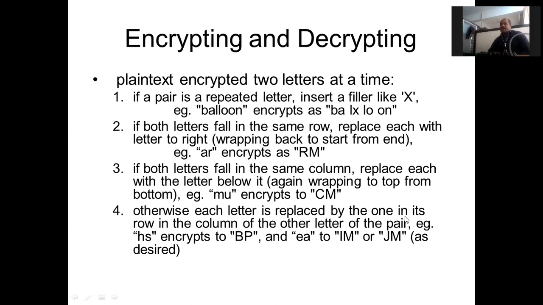The third rule is, if both letters fall in the same column, then replace each with the letter below it, again wrapping to the top from the bottom. For example, MU encrypts to CM. Otherwise, each letter is replaced by the one in its row in the column of the other letter of the pair. For example, HS encrypts to BP and EA to IM or JM as desired. So these are the four rules for encryption in the Playfair cipher.